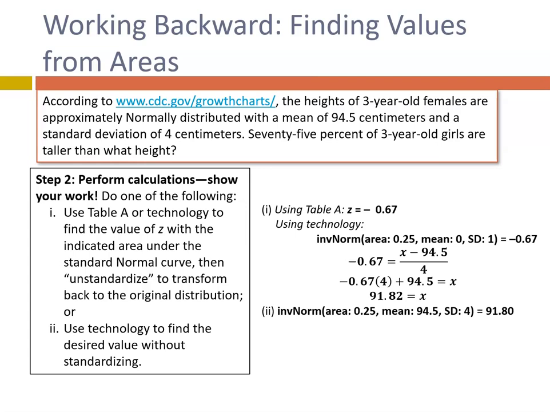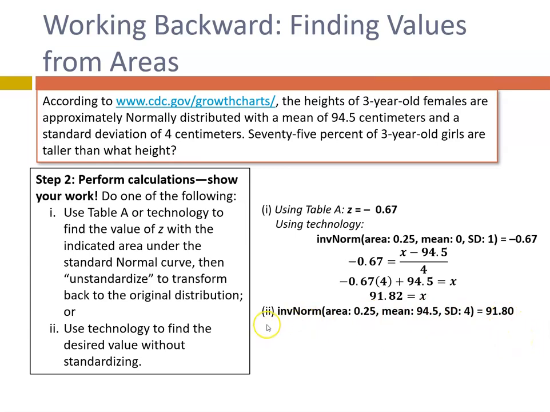This is why I said use technology, because using inverse norm is going to give you the exact same thing. If you did the standardized version, where the mean was 0 and the standard deviation was 1, you just need a little bit of algebra to solve for the unknown value that led to that z-score, and we get 91.82. If you do it in the calculator straight off, using the mean and standard deviation given to you, with the same area, it's going to give you a really similar value.